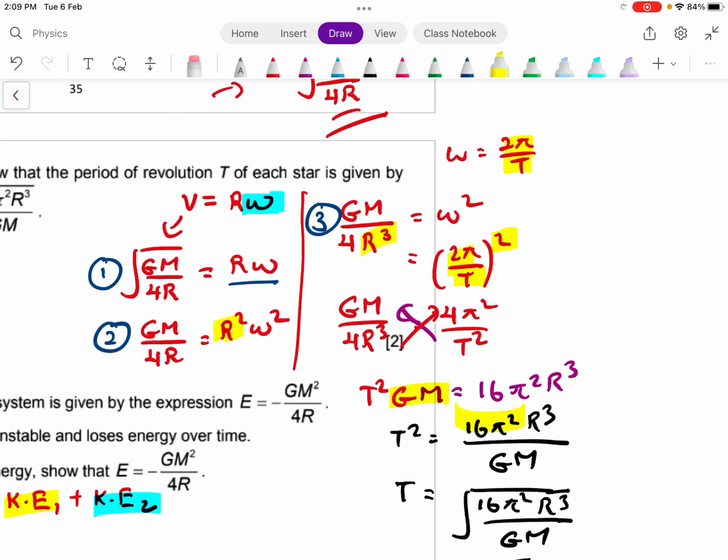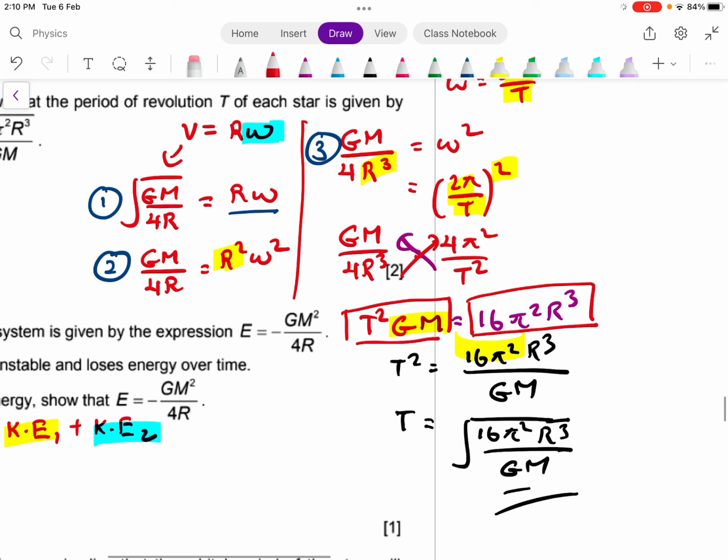Almost there. You just need to do a bit of cross multiplication. You cross T squared with GM, and you cross 4r cubed with 4 pi squared. Then GM goes over to the right hand side, and you just need to square root. So T is equal to the square root of 16 pi squared r cubed over GM. In this case, you have shown that the period is given as such.